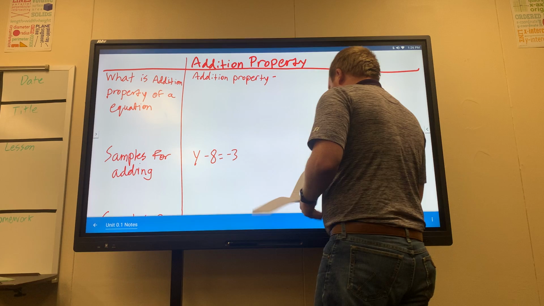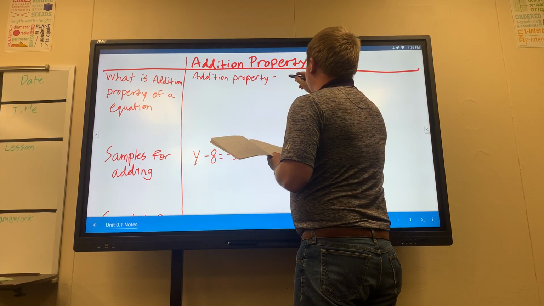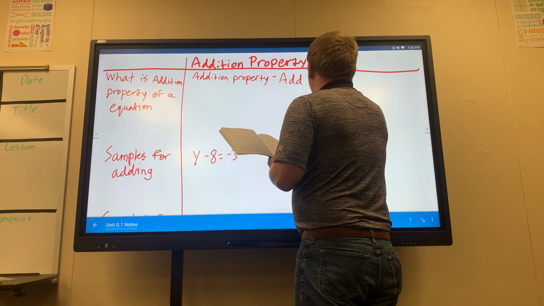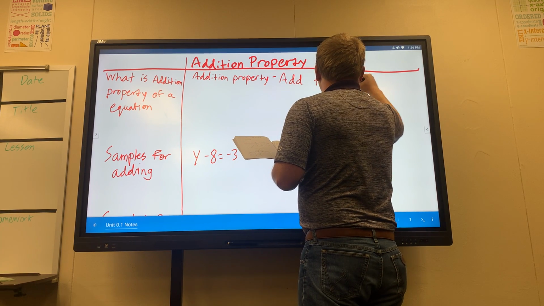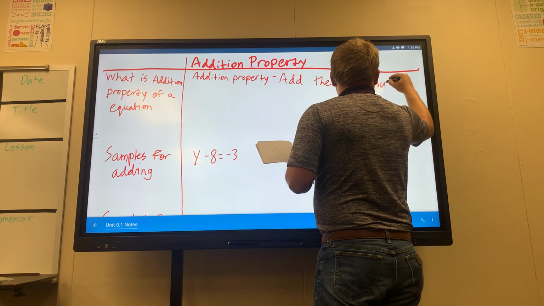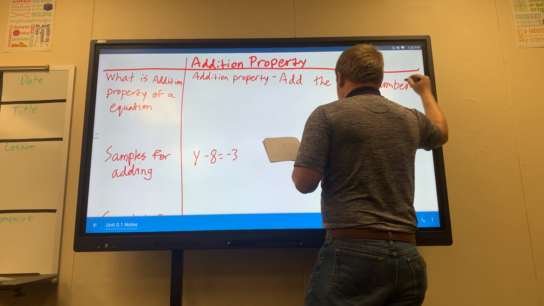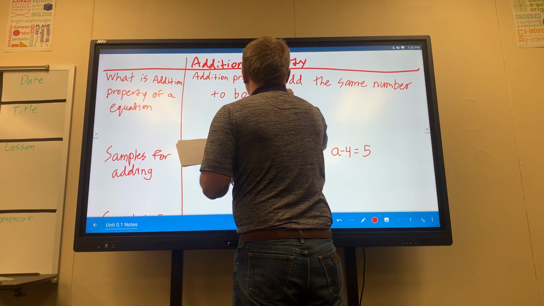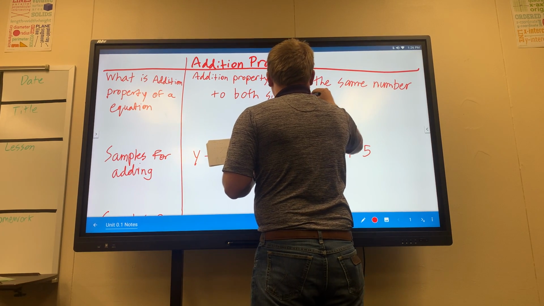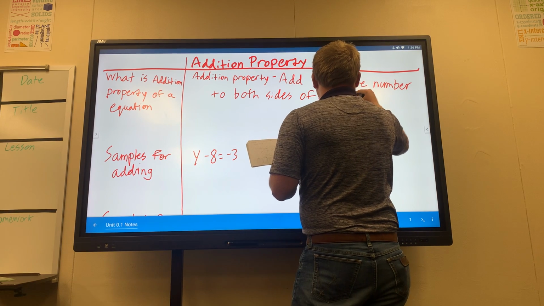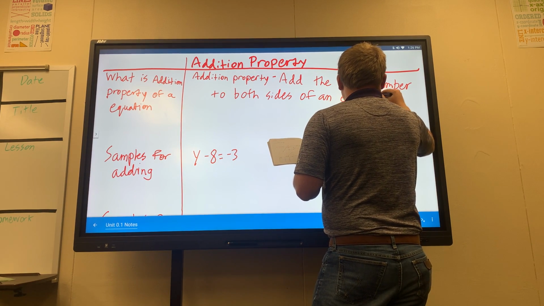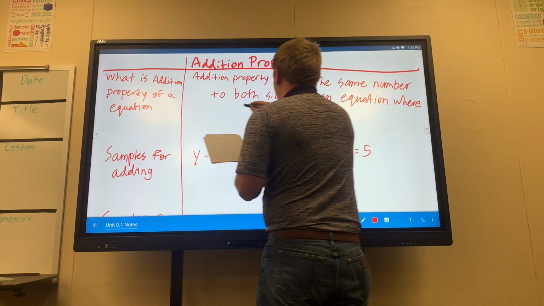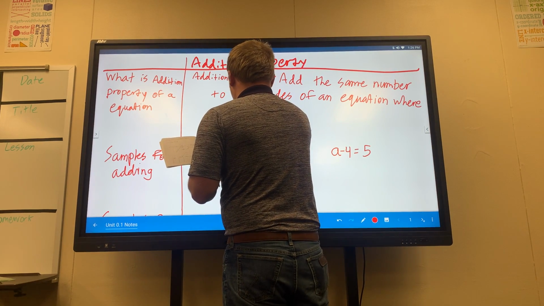Now, the definition for addition property is: add the same number to both sides of an equation where they remain equal.